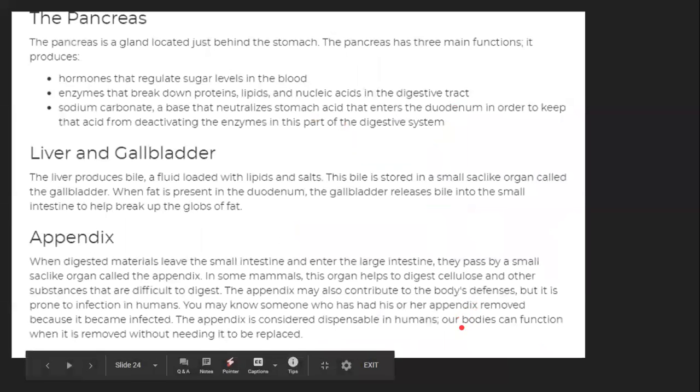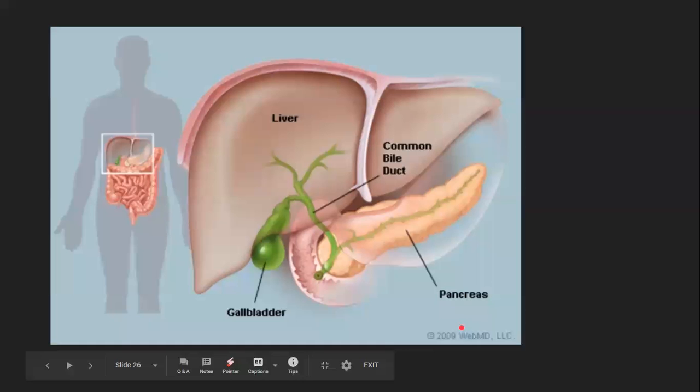All right. Now we're going to take a look at these three organs over here. So far what we've talked about are all the organs that the food passes through. The food passes through the mouth, the esophagus, stomach, small intestine, and large intestine. So there's three other important organs.